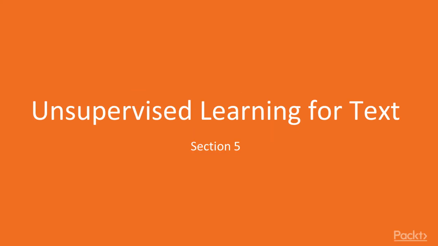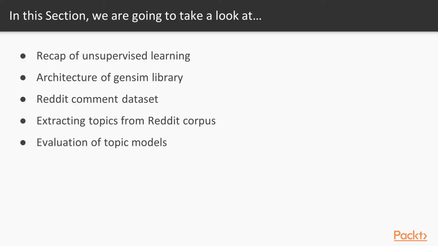Section 5. Unsupervised Learning for Text. In this section, we're going to do a quick recap of unsupervised learning, just as we did for supervised learning in the earlier section. Then we're going to look at an overview of the architecture of the GenSim library. The GenSim library has been written in a very specific way to scale well to very large datasets.